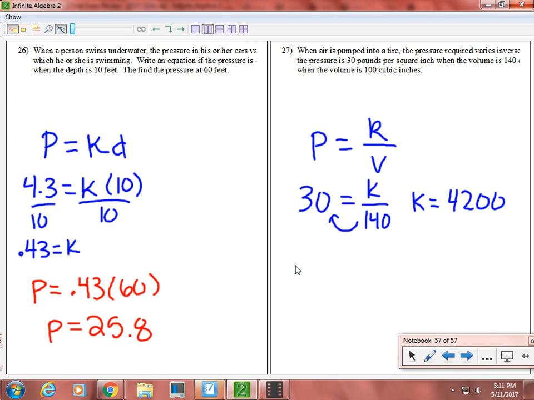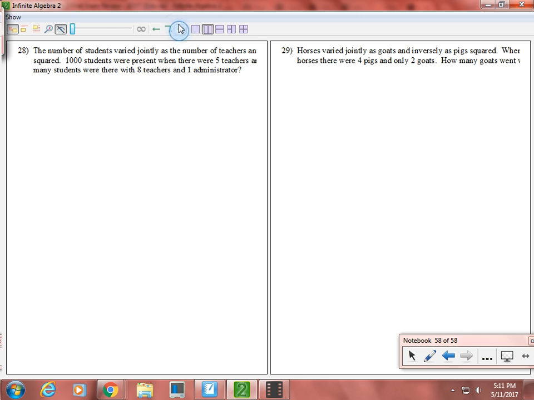Well, then it wants to know, in the next case, find the pressure. So I want to know, what does P equal when the volume is 100. Okay, so the pressure on this then, when you solve this, is just going to be 42. It's kind of a tricky worded question, so just read carefully on this one.